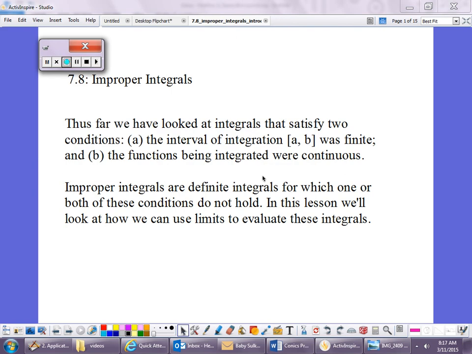So this lesson, I'm going to divide this lesson into three parts. This lesson is from section 7.8. It's on improper integrals. So thus far, we've looked at integrals.